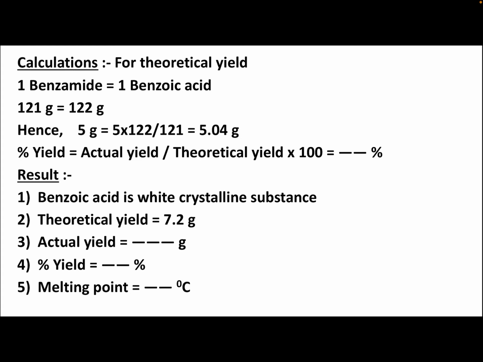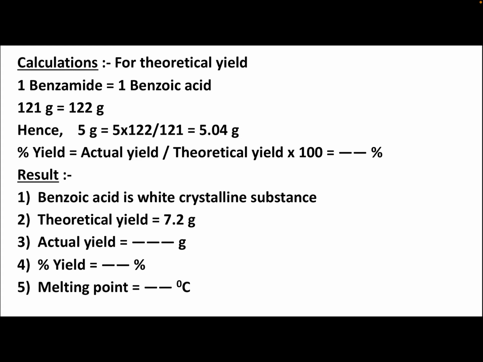Calculation for theoretical yield: 1 mole of benzamide gives 1 mole of benzoic acid. 121 gram weight of benzamide is equal to 122 gram weight of benzoic acid. Hence, as we have taken 5 grams, 5 grams is equal to 5 into 122 by 121. You will get 5.04 gram. Actually you have to get the yield of 5.04 gram.